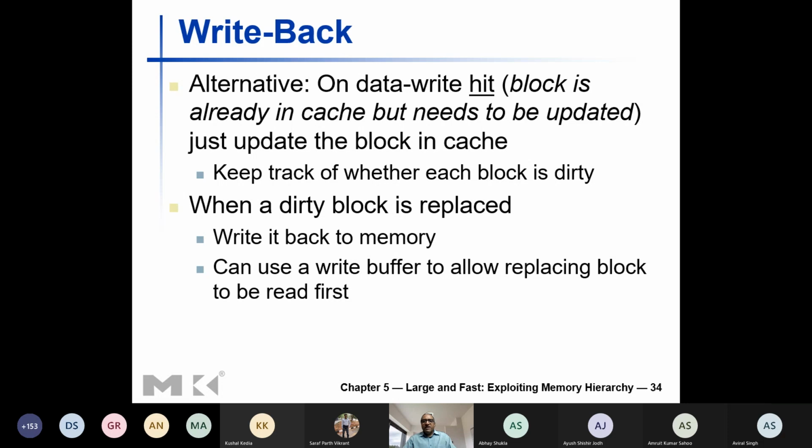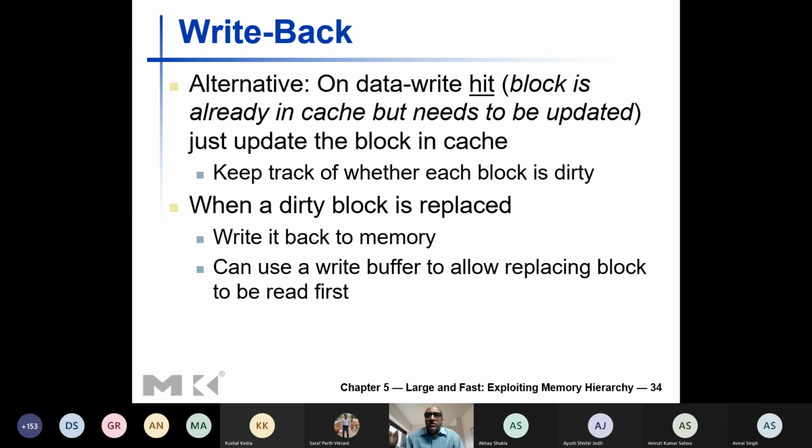That means whether something is written into the block or not. If something is written into the block, then that bit will be set. Otherwise, the bit will be 0. So that bit is known as a dirty bit. It means that when you write something into a block, that bit will be set to 1.